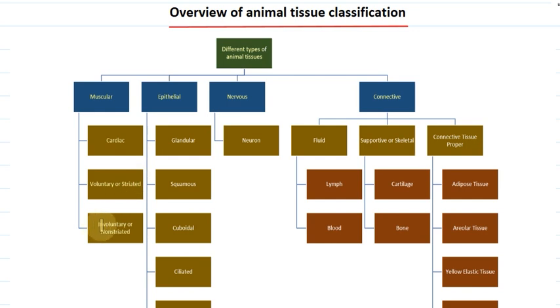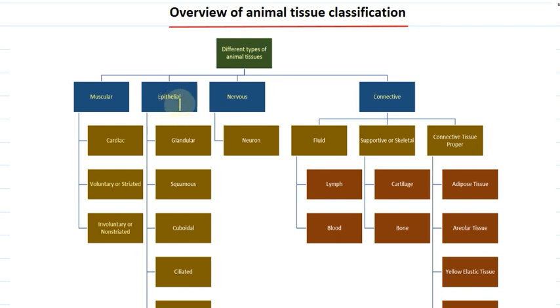Then there are involuntary or non-striated muscles. So these non-striated muscles are also known as involuntary muscles because they are not under the direct control of one's will. And these muscles, as they do not have striations, they are also known as non-striated muscles or smooth muscles because they show a smooth appearance without the presence of striations. Okay, so this was about the muscular tissue.